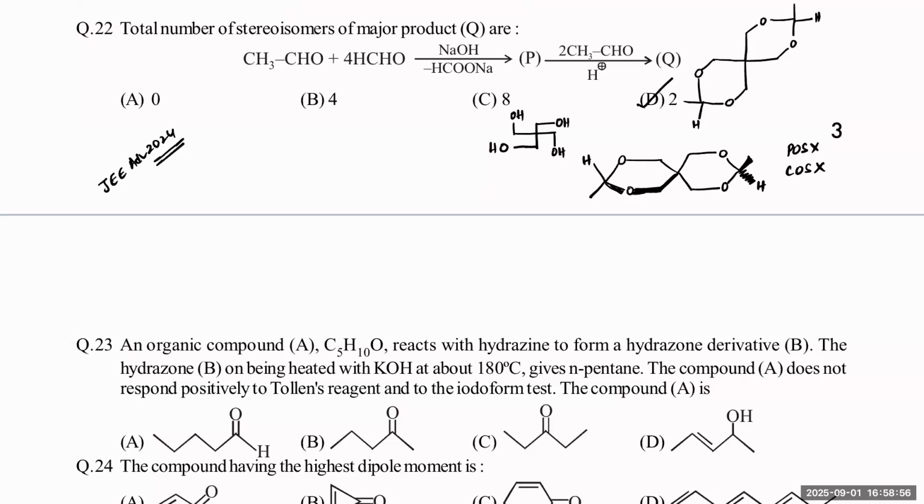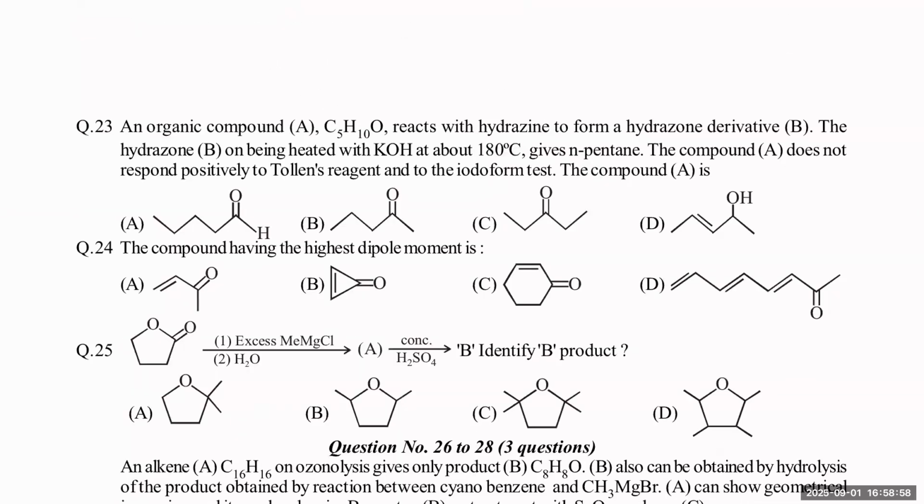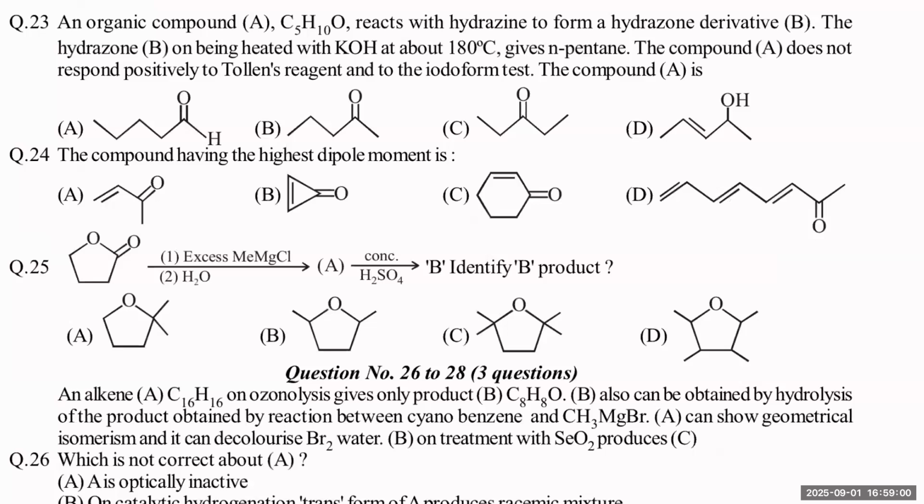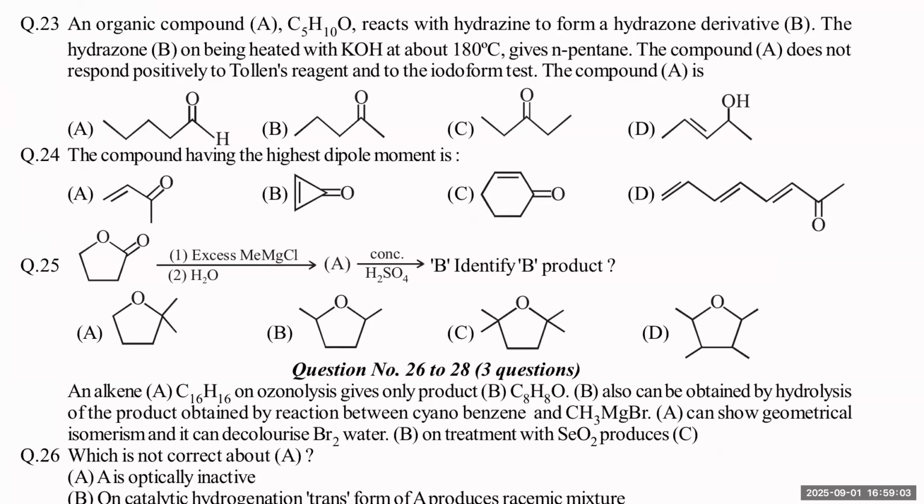Done? See the next one. An organic compound C5H10O reacts with hydrazine to form hydrazone derivative. So this would react with hydrazine to form hydrazone derivative. That means it has to be an aldehyde or a ketone. Then only hydrazine will react. The hydrazone on being heated with KOH gives n-pentane. The compound A does not respond positively to Tollens reagent.